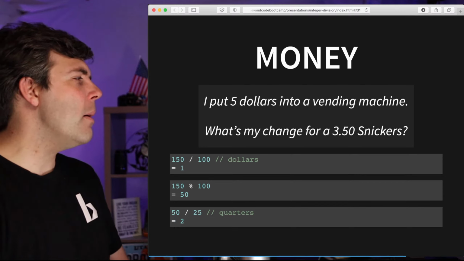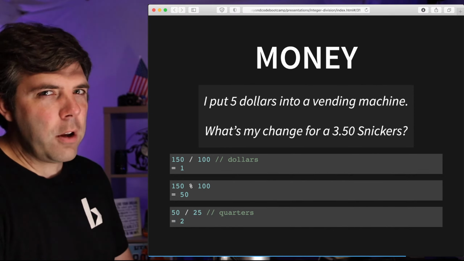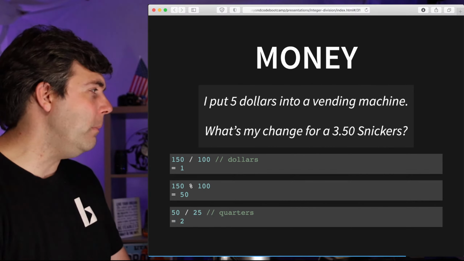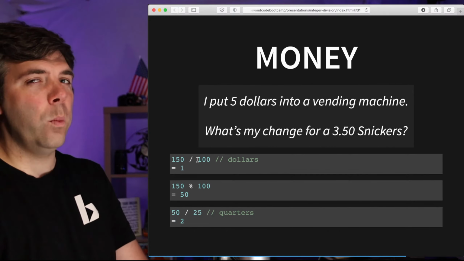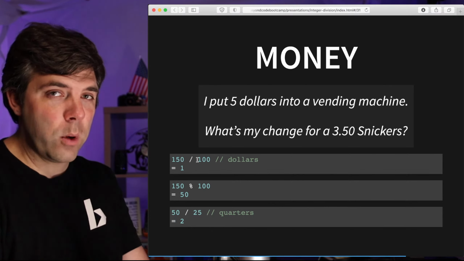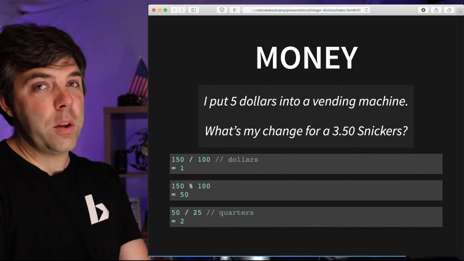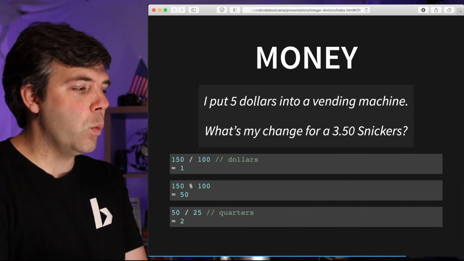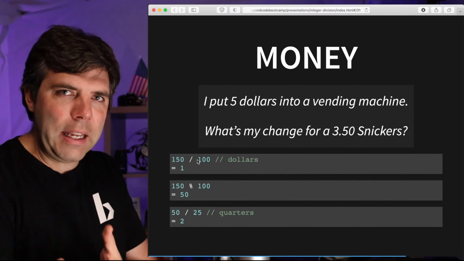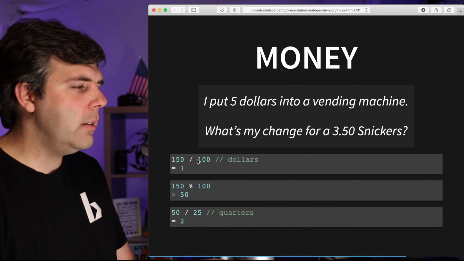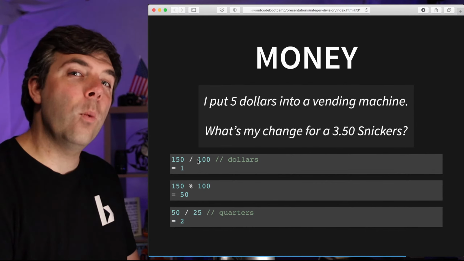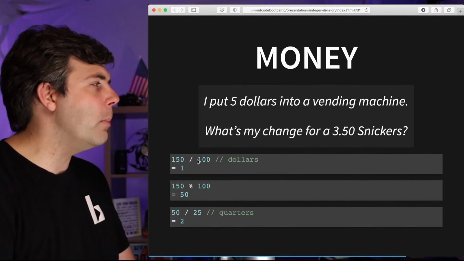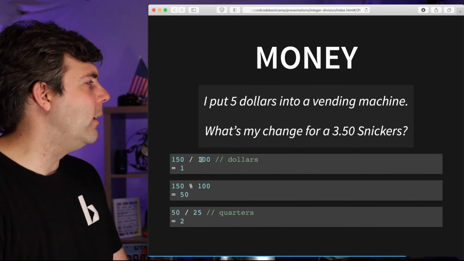Okay, let's take our money situation again. If I put $5 into a vending machine, what's my change for a $3.50 Snickers? Well, you want to use whole numbers when you're doing money because you don't like getting wrong answers with money. People don't like it when their money is wrong. So you always typically try to find a way to work with whole numbers and integers when you're doing any sort of calculation with money. So we put everything in cents.